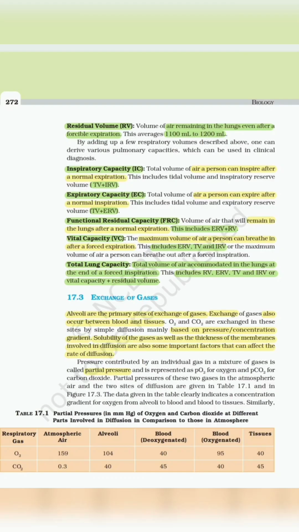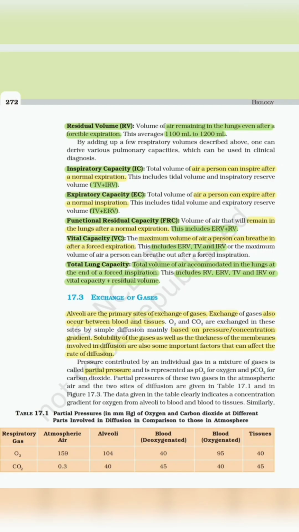O2 and CO2 are exchanged in these sites by simple diffusion, mainly based on pressure or concentration gradient. Solubility of gases as well as the thickness of membrane involved in diffusion are also some important factors that can affect the rate of diffusion.